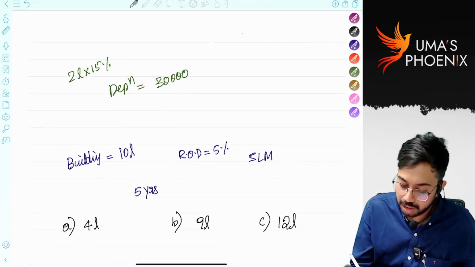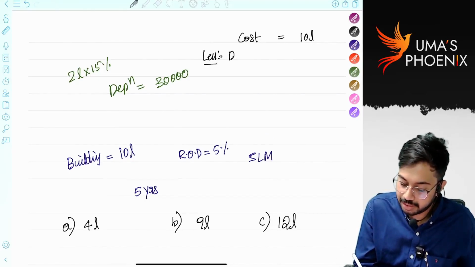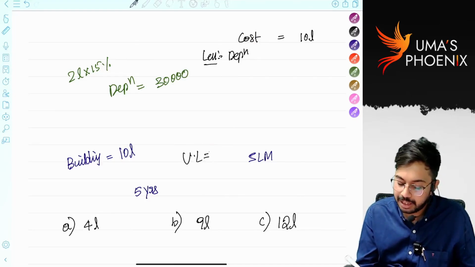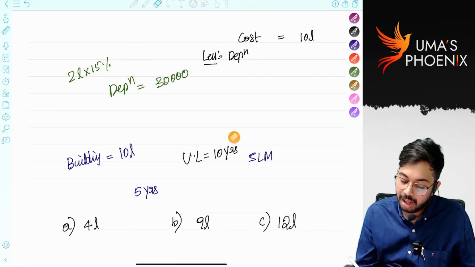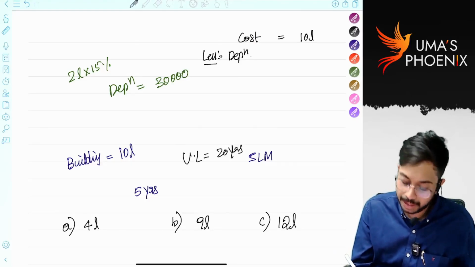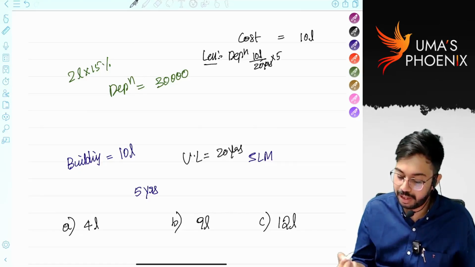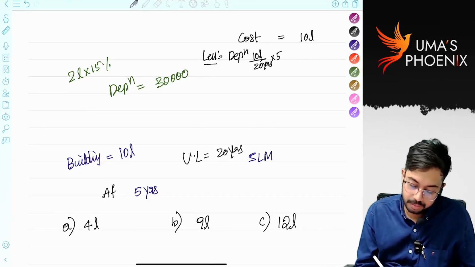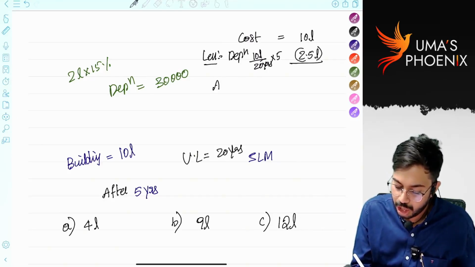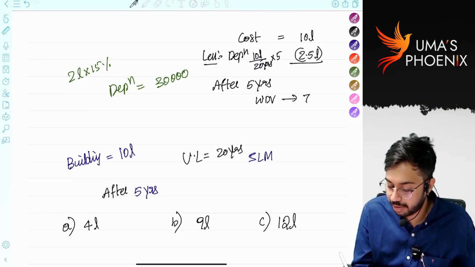How much is the cost? Cost is 10 lakhs less depreciation for 5 years. I am sorry, not rate of depreciation. Let's say useful life is 20 years. Will you calculate depreciation? 10 lakhs divided by 20 years into 5 years. How much? 2,50,000. So after 5 years, how much is the written down value? After 5 years, written down value is 7.5 lakhs.